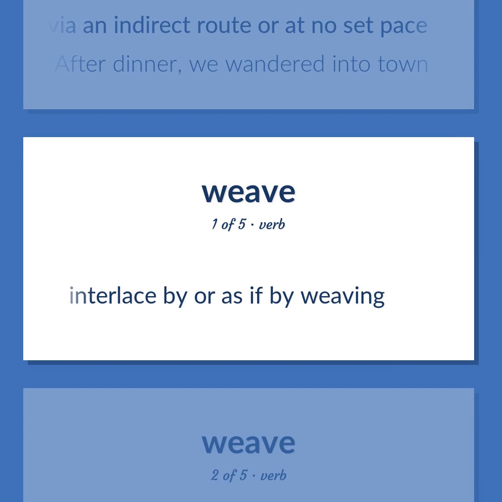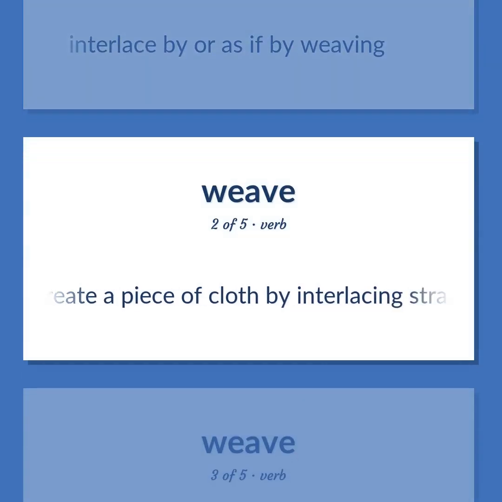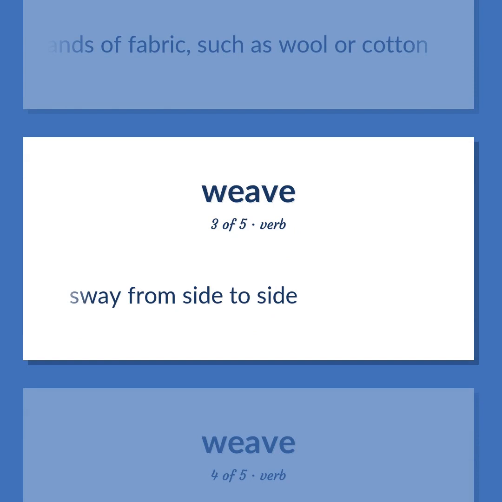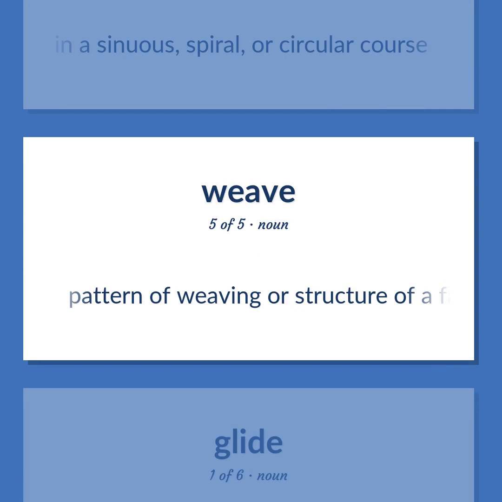Interlace by or as if by weaving. Create a piece of cloth by interlacing strands of fabric, such as wool or cotton. Sway from side to side. To move or cause to move in a sinuous, spiral, or circular course. Pattern of weaving or structure of a fabric.